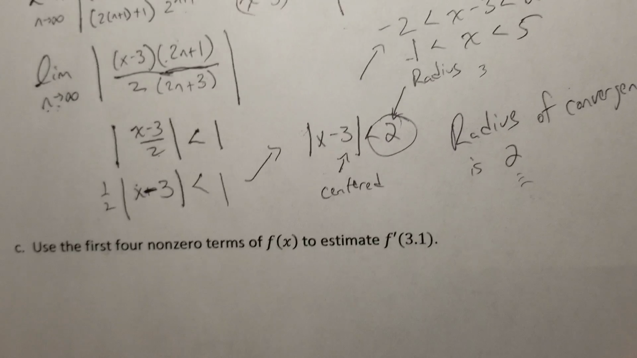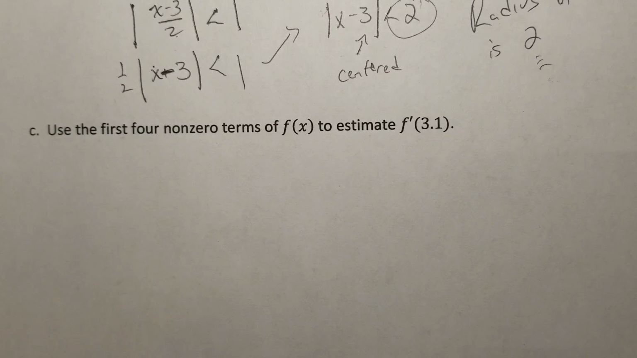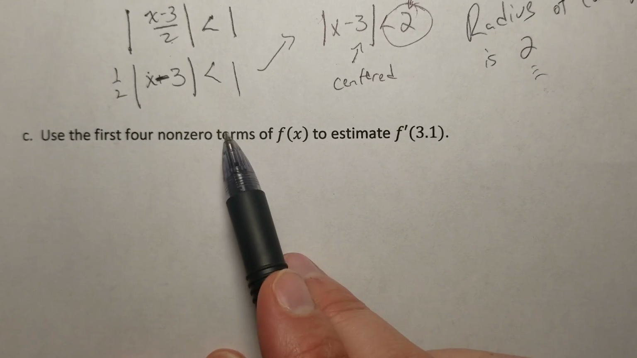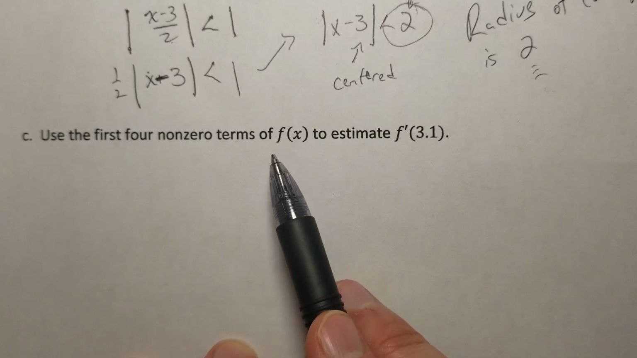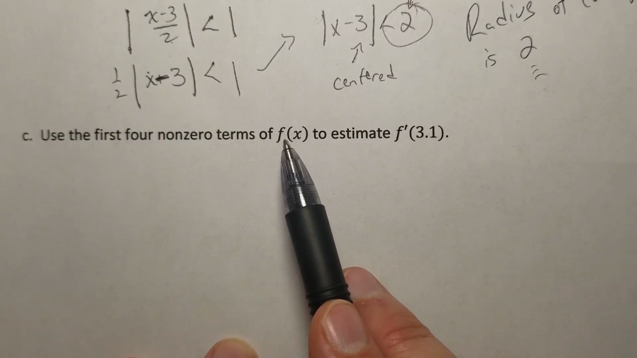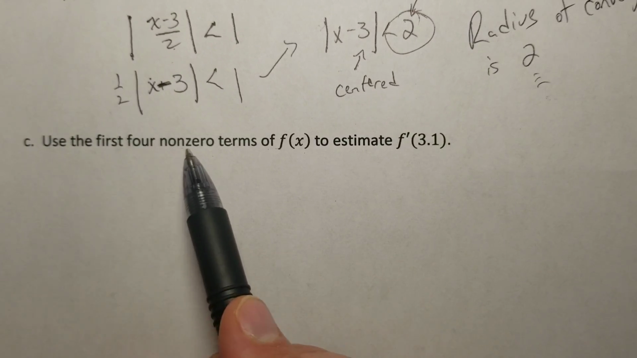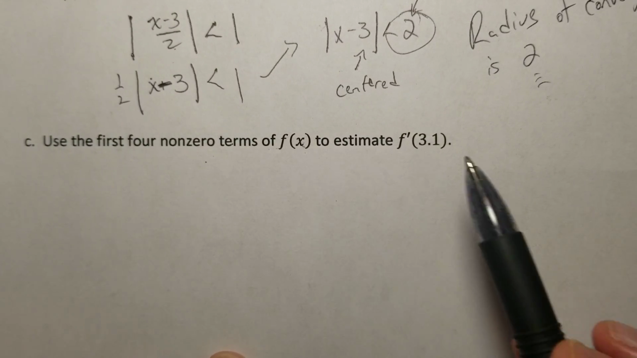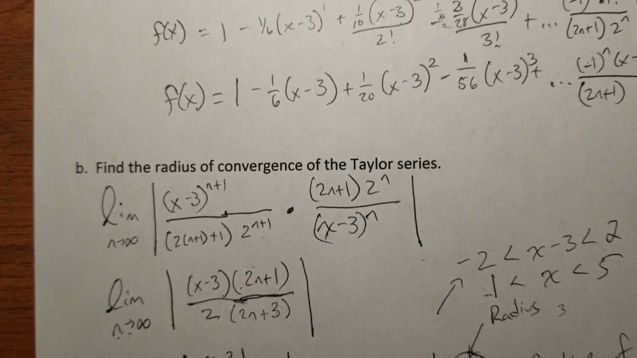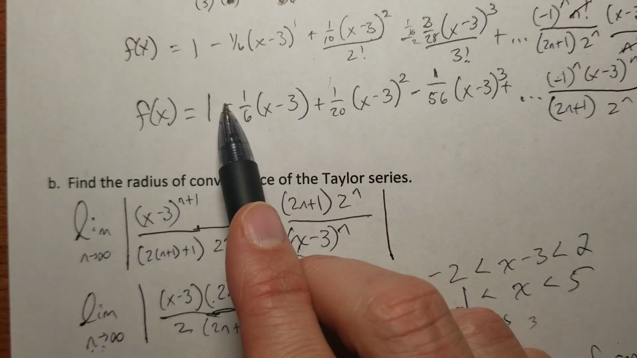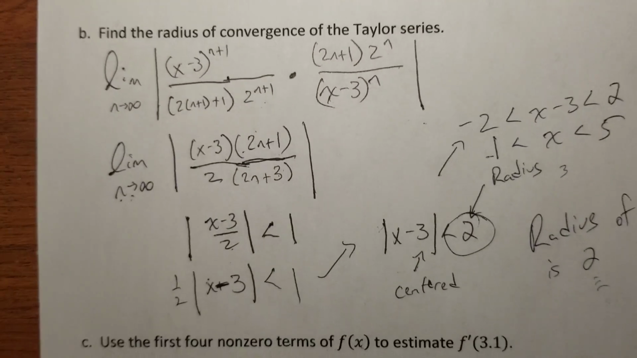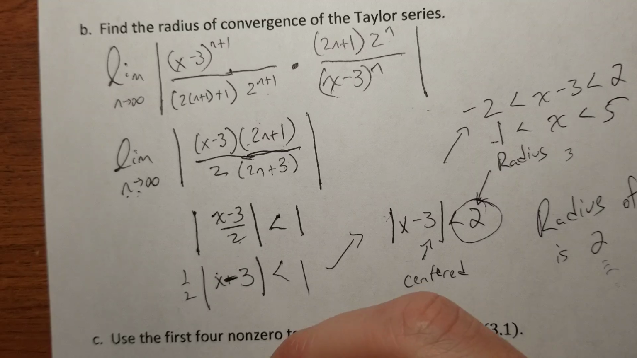All right, let's jump down to C then. C says use the first 4 non-zero terms of f of x to estimate f prime of 3.1. So we just want the first 4 non-zero terms. Luckily, I think it's nice because we don't have to do the general term. And it only wants the first 4 non-zero terms of f of x. So I'm going to pull those back up from letter A, where we wrote out our first 4 non-zero terms. So I'm just going to copy it really quick for us.